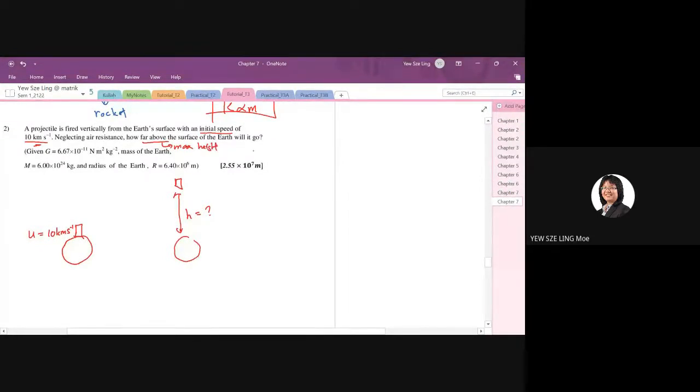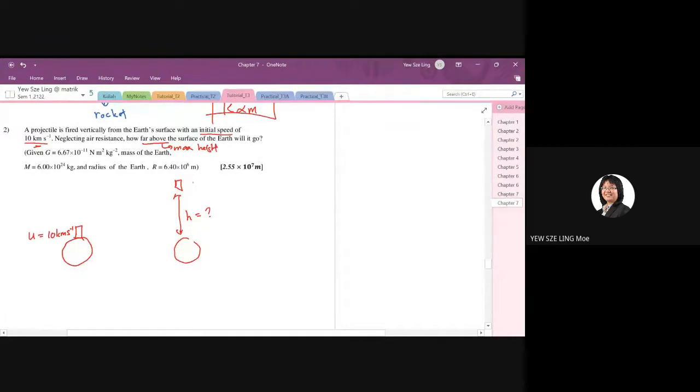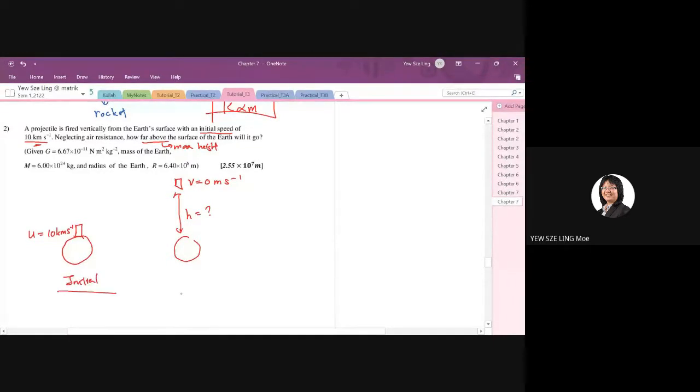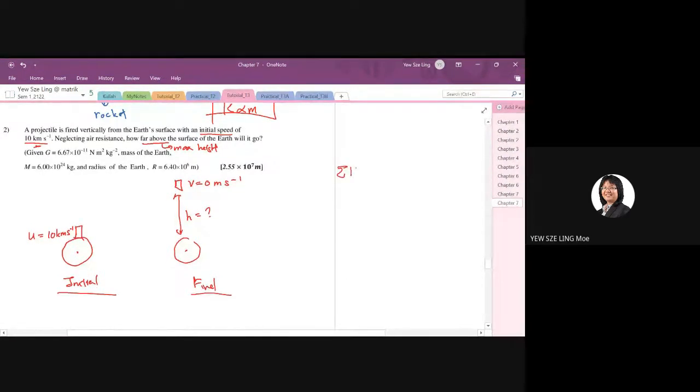So what happens at maximum height? At maximum height, our v is equal to 0 m s^-1. In the initial state, we have the initial velocity. In the final state, our velocity is equal to 0. Now let us see how we are going to solve it. It involves height and velocity, so it is best to use the conservation of energy concept. So sum of E initial equals sum of E final.